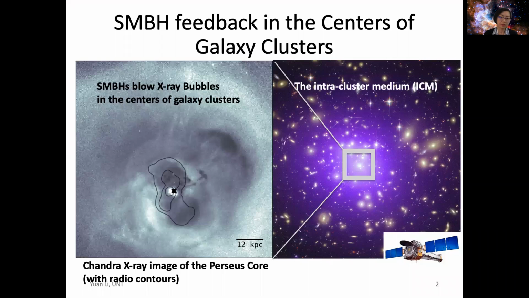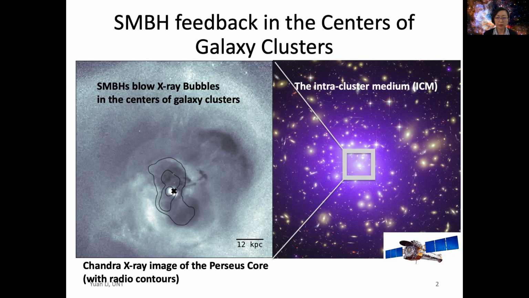In the centers of many relaxed galaxy clusters, we can see these X-ray bubbles or cavities filled with radio-emitting plasma. These cavities are created by the jets coming from the supermassive black holes. And somehow this feedback energy goes into heating up the intracluster medium to offset the radiative cooling loss.